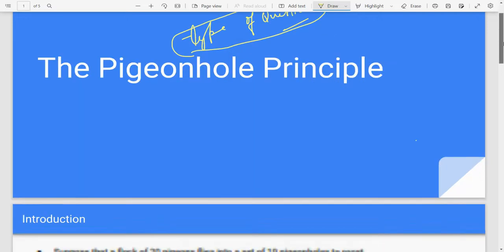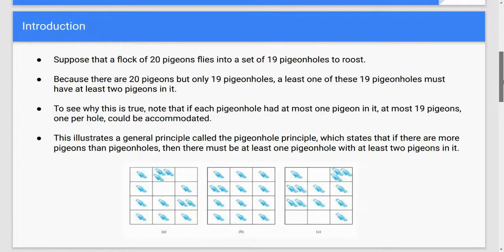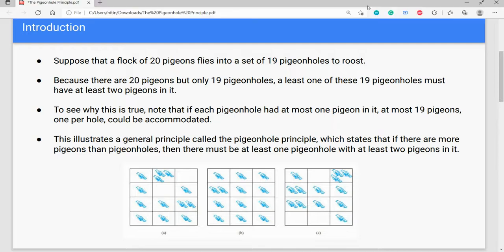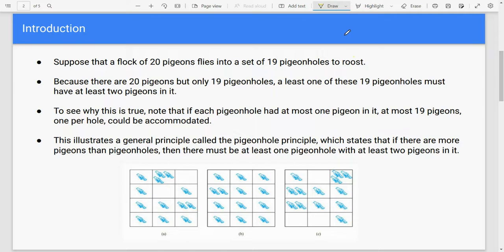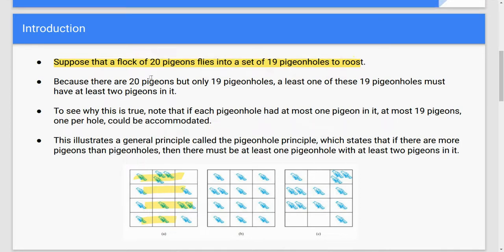So let's discuss this pigeonhole principle. Let's understand with the help of an example. Suppose we have a flock of 20 pigeons flying into a set of 19 pigeonholes to roost. There are 20 pigeons but only 19 pigeonholes, so at least one pigeonhole must contain two pigeons in it.